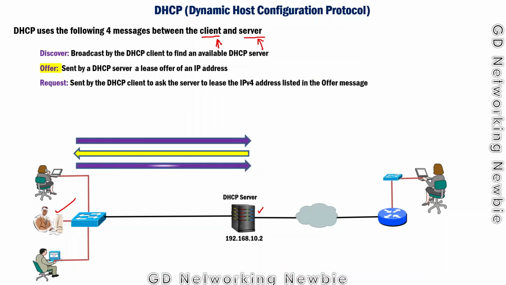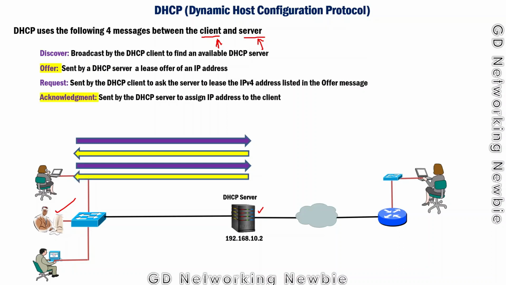And then the client, after receiving that offer, will send a request to the server for the IP address. So it has to request again. It has to request back to the server that yes, I accept your offer. And finally is acknowledgement. Once the server has received that request from the client, the server will send an acknowledgement message, and with this acknowledgement message the server agrees that yes, you, client, can use this particular IP address. Then this process will stop and the client will have an IP address assigned.